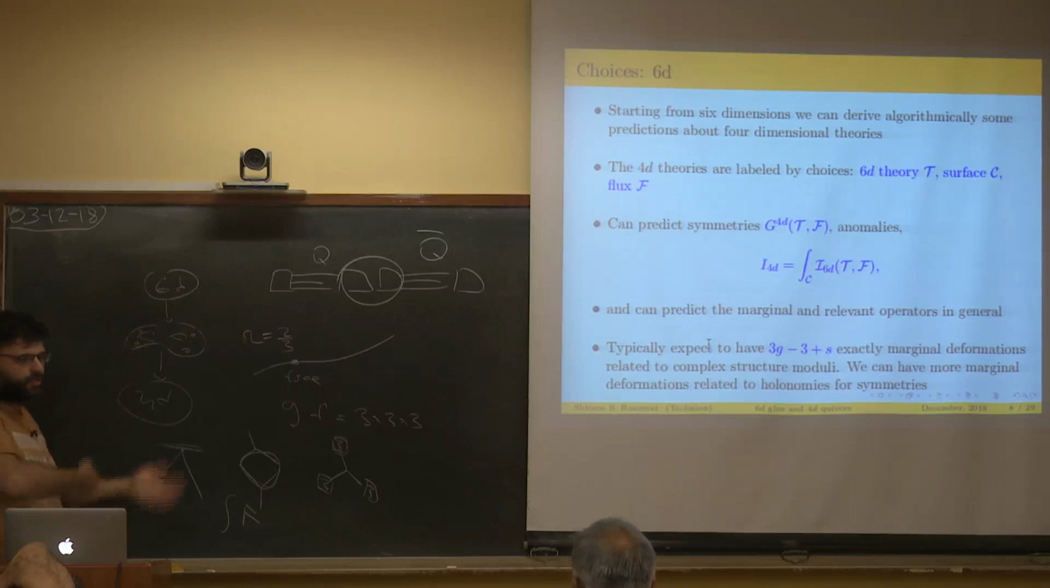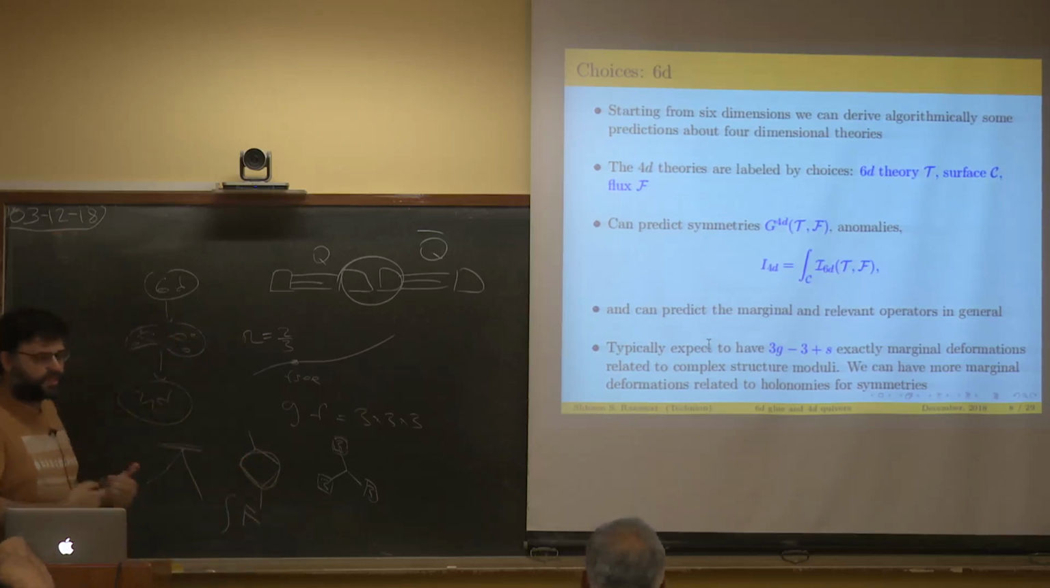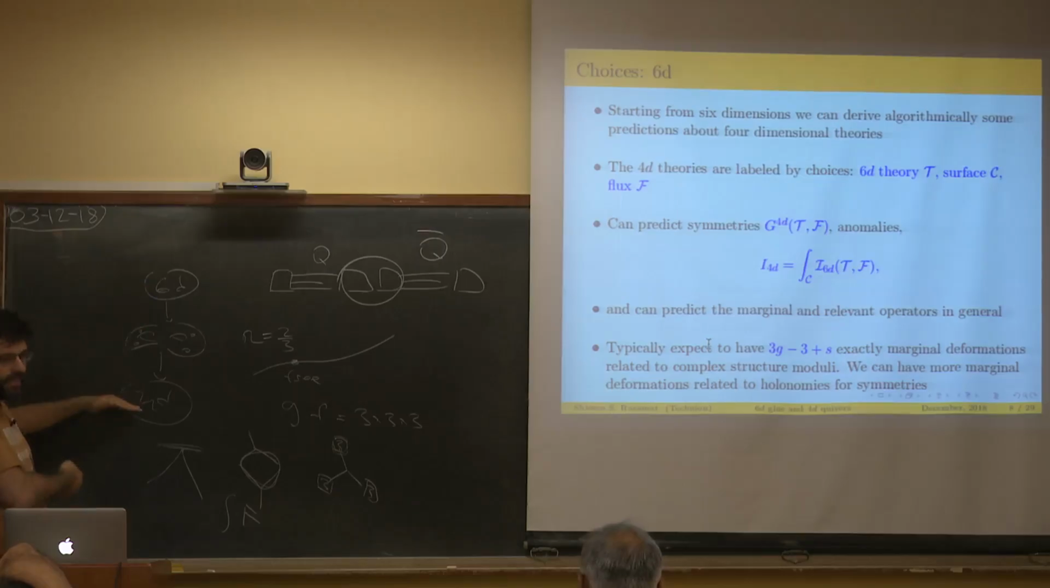There is some subgroup of the 6D symmetry which is preserved by the choice of flux, and that we expect to be the symmetry of 4D. Okay, so again, starting from a single theory in 6D, we can generate many different theories with many different global symmetries depending on the flux.